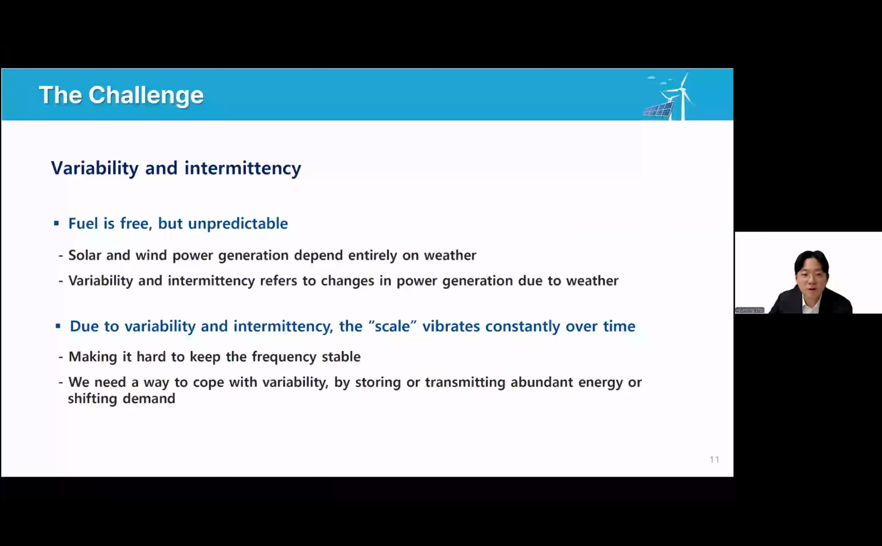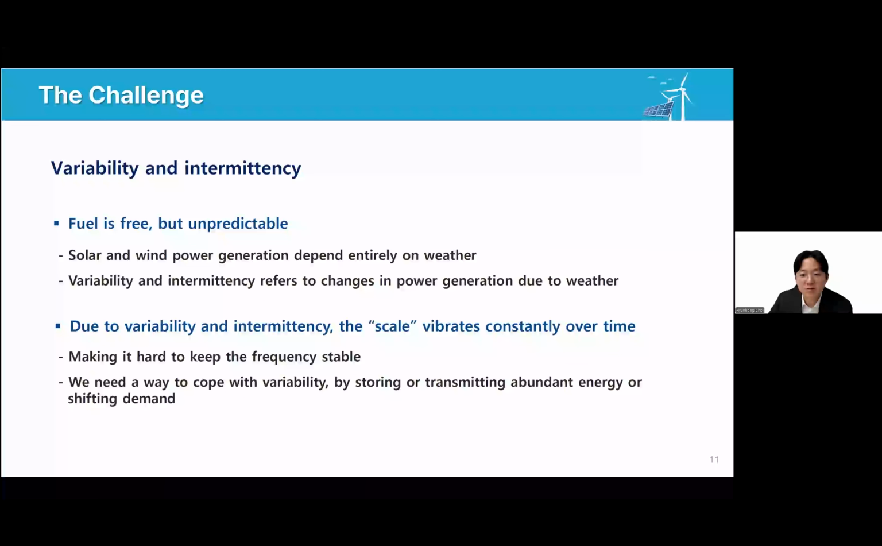First, we will look into variability and intermittency. For renewables like solar and wind, fuel is free but unpredictable. The generation depends entirely on weather, and variability and intermittency explain such changes in power generation due to weather.